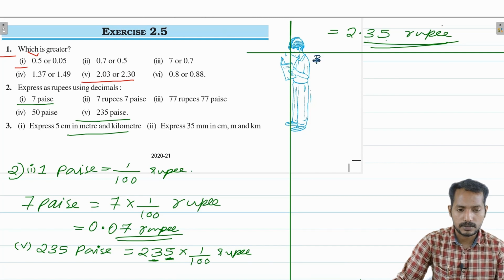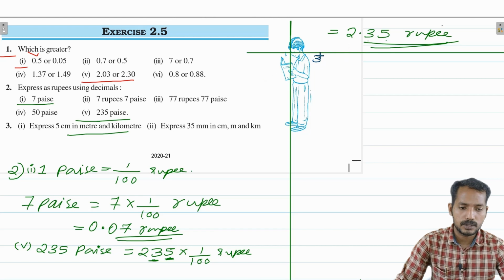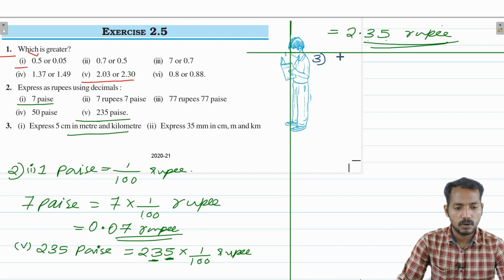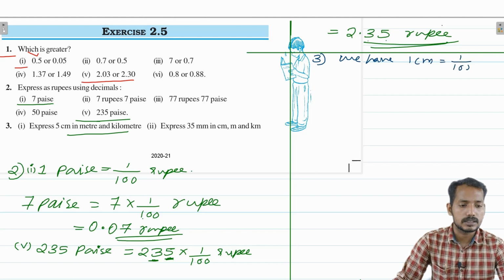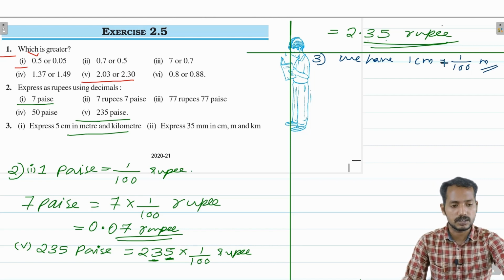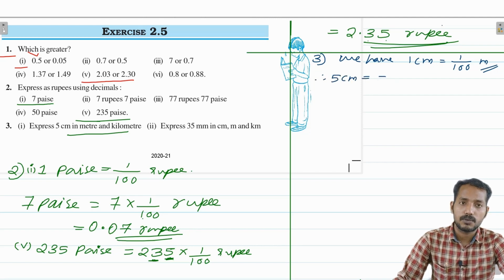Question number 3, listen. Express 5 centimeter in meter. So we know that 1 meter is equal to 100 centimeter. Therefore, we have 1 centimeter is equal to 1 by 100 meter, because 1 meter is equal to 100 centimeters. So to convert centimeter into meter, we use 1 by 100 meter. So therefore we can say that 5 centimeter is equal to 5 into 1 by 100 meter.